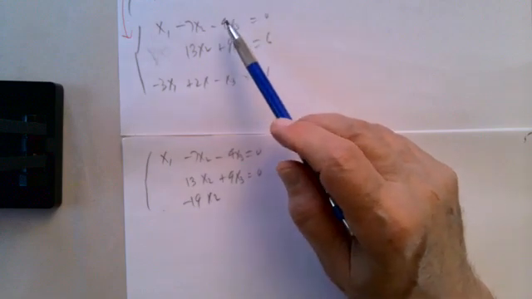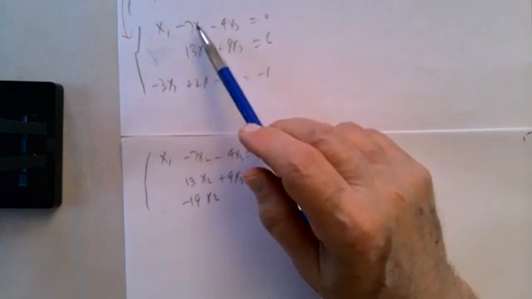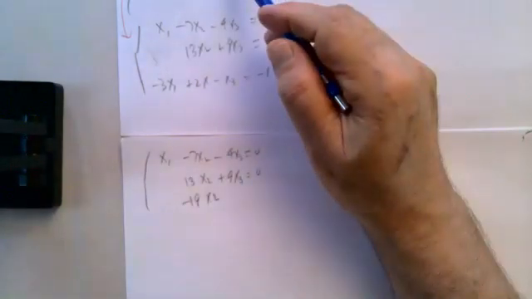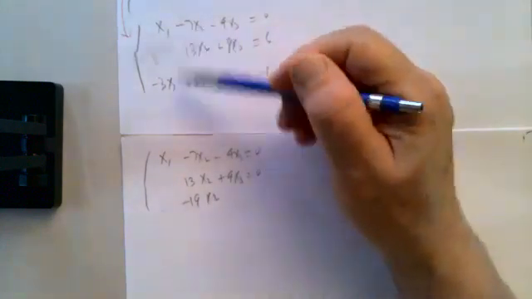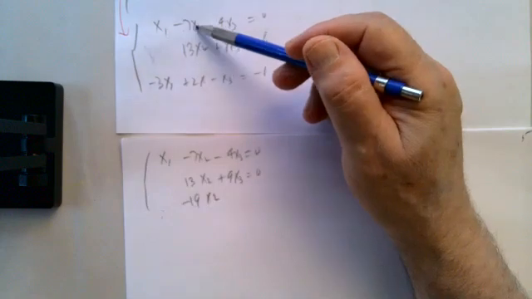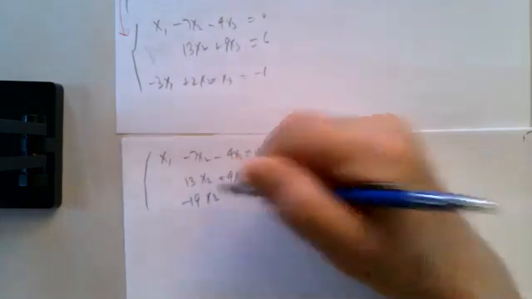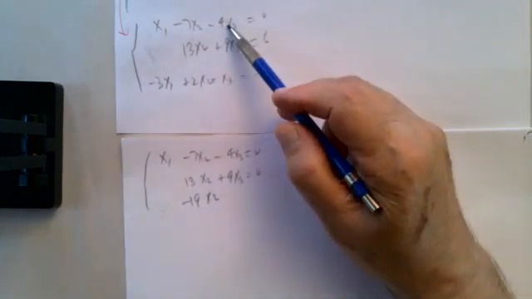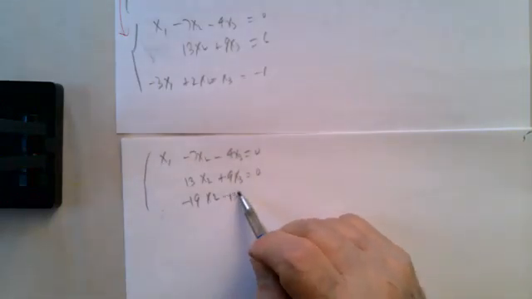Sorry, I'm multiplying this by 3. Minus 21. I'm multiplying this equation by 3, going from here to here. 3x1 minus 3x1 is 0. Minus 21x2 plus 2x2 is minus 9x2. Minus 12x3 minus x3 is minus 13x3 equals 0.